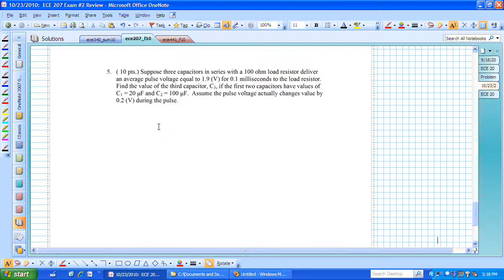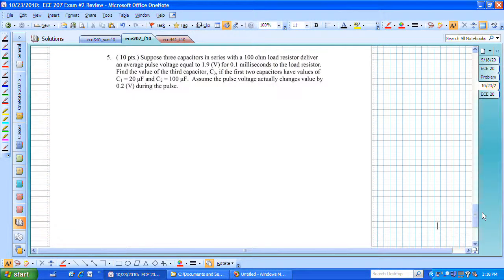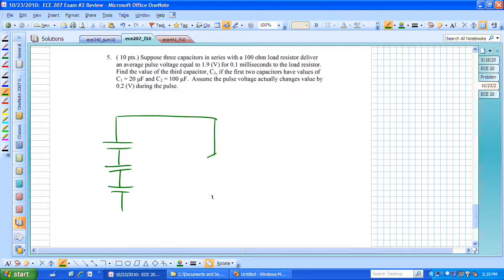Let's look at problem 5 from exam number 1 of an older exam from ECE 207. This particular problem says, suppose we have 3 capacitors in series. I'm just going to start drawing a picture so that I sort of know what I'm looking at. Those 3 capacitors are in series with a 100 ohm load resistor. So we're told what that resistance is. And they deliver an average pulse voltage equal to 1.9 volts.